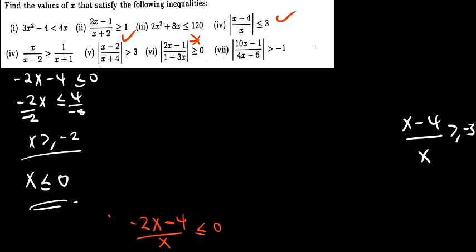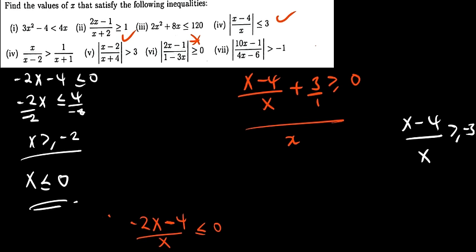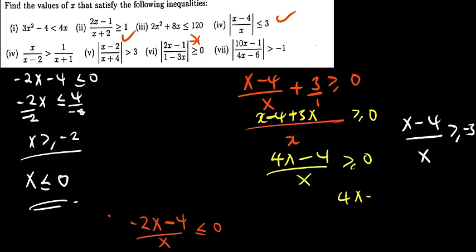So this part you also shift, it will be x minus 4 divided by x. Shift that to the other side, it will be plus 3 greater than or equal to 0. Here you put 1, so the denominator will be x. There x and x will go. I'll remain with x minus 4 then plus 3x greater than or equal to 0. So now I can clearly see that this part will give me 4x minus 4 divided by 4 greater than or equal to 0, meaning 4x minus 4 greater than or equal to 0 and x greater than or equal to 0.